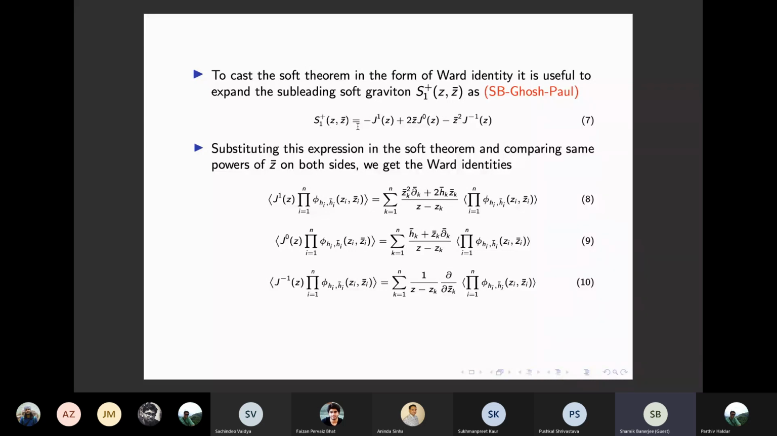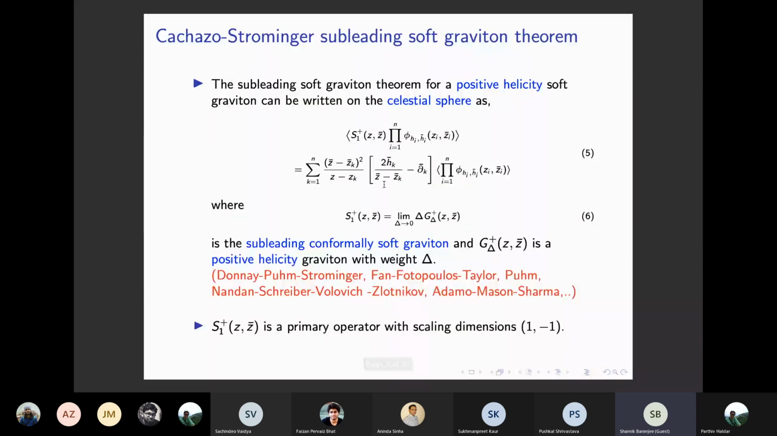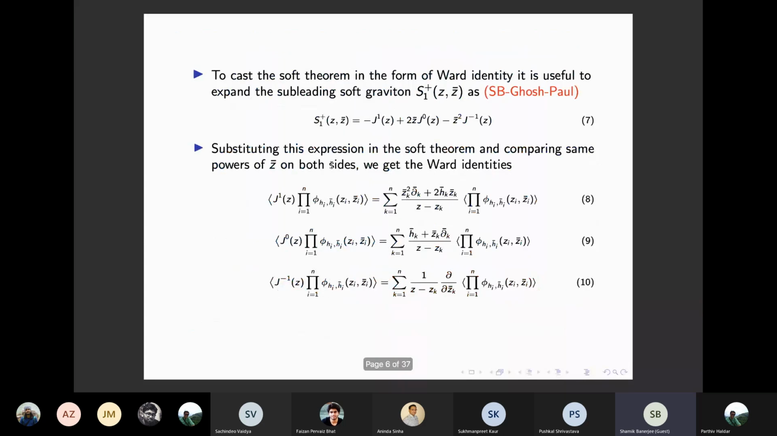So basically you expand this S1 plus ZZ bar in powers of Z bar, and this expansion basically stops at Z bar square, because you can see from this subleading soft graviton theorem that this Z bar actually appears in this term, which is Z bar minus Z bar k square. So the Z bar square is the highest power of Z bar which is there. So we can write it in this form.